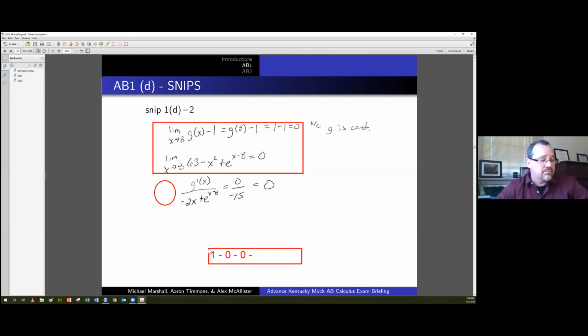And here's the one exception we're making. They can earn the answer point even though they left off the limit for L'Hopital's rule. Normally they can't earn that point if they don't do L'Hopital's rule. So they do get the answer point. So that's a 1001.